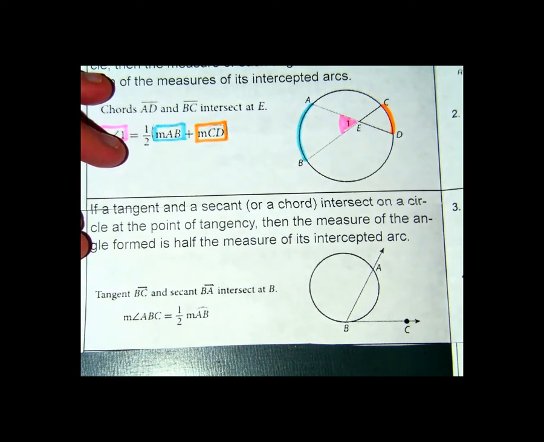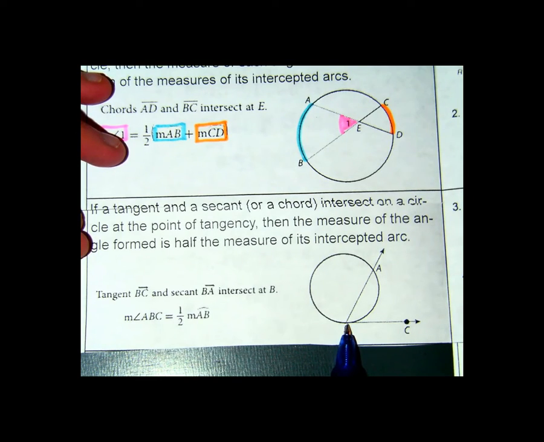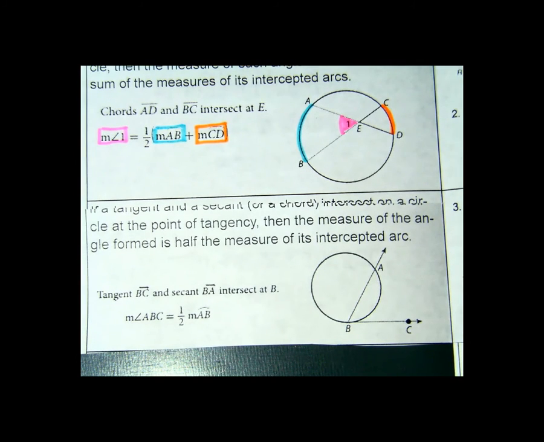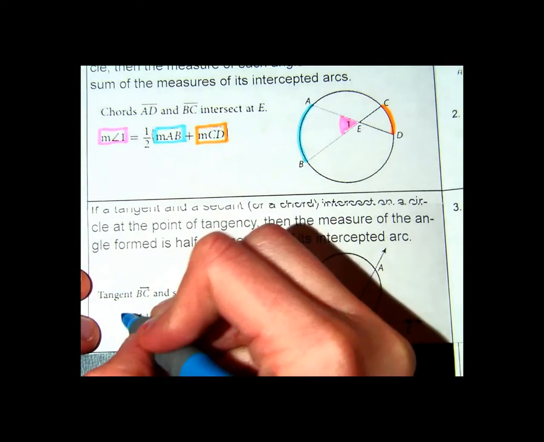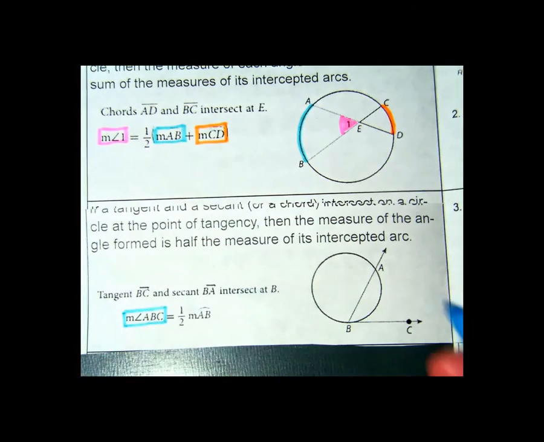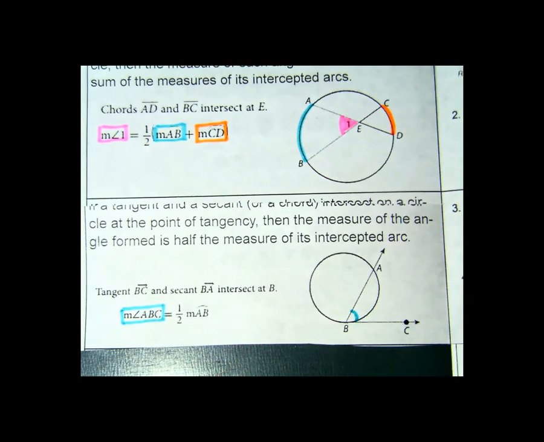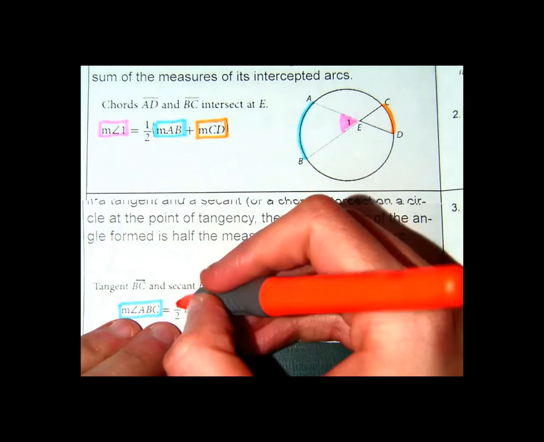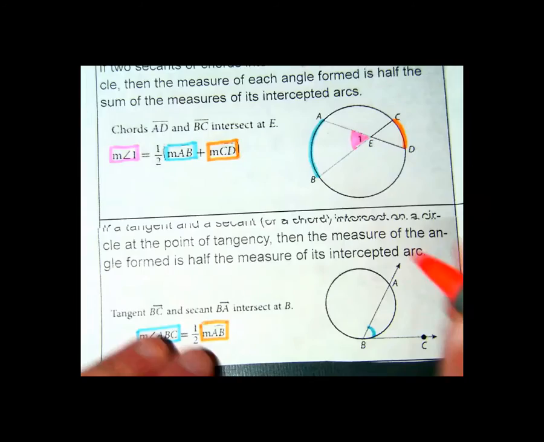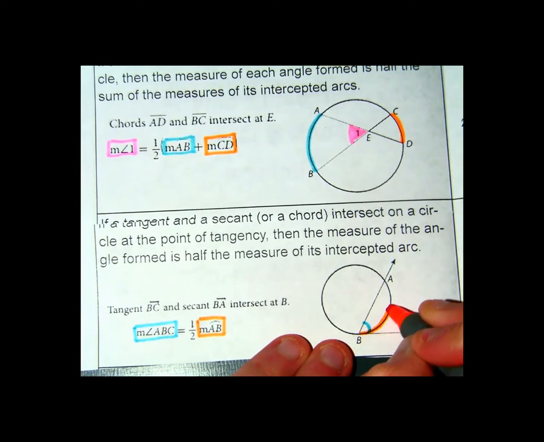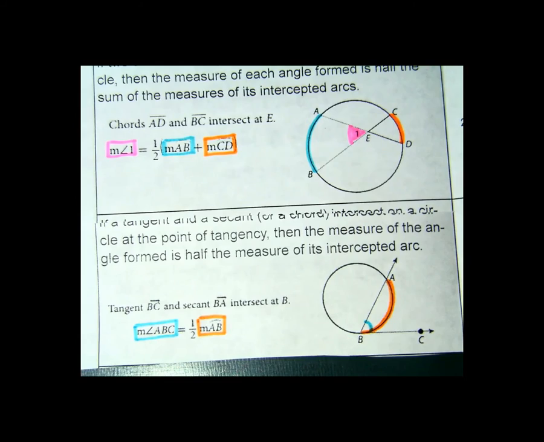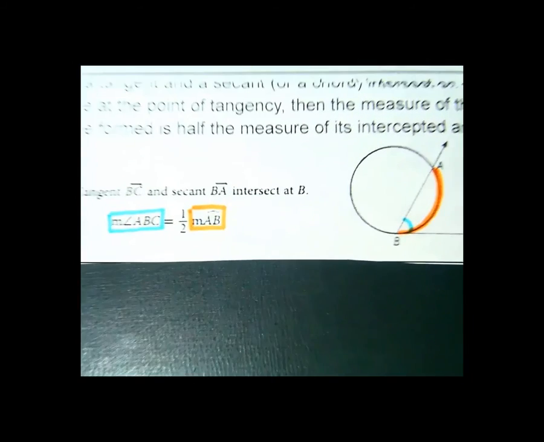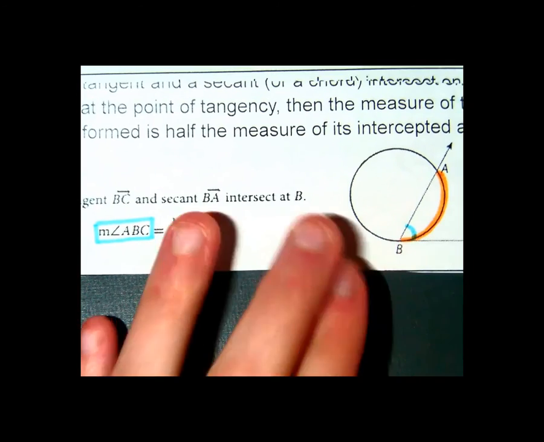If a tangent and a secant, or a chord, intersect on a circle at the point of tangency, then the measure of the angle formed is half the measure of its intercepted arc. Here's that picture. This angle, ABC, right there, is equal to half of the arc that it intercepts. Here's the arc. So this angle is equal to half of the arc.